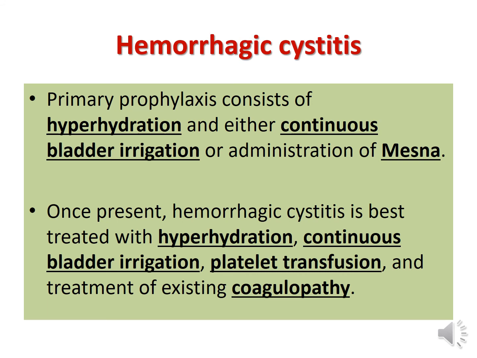Once hemorrhagic cystitis is present, it's best treated also with hyperhydration and continuous bladder irrigation, but we can give platelet transfusion and treatment of any coagulopathy which could be present.